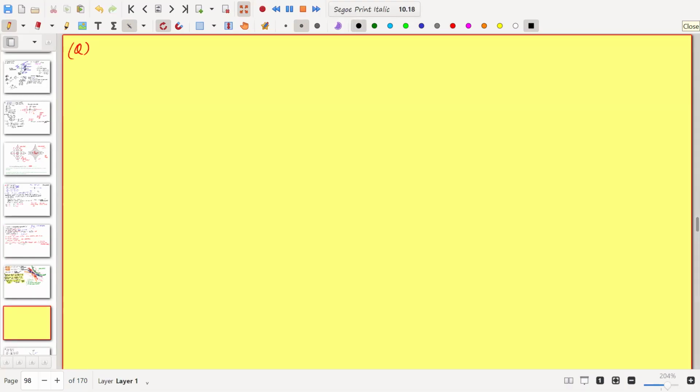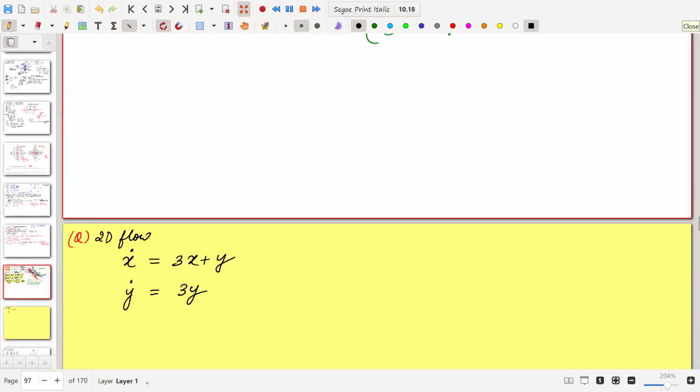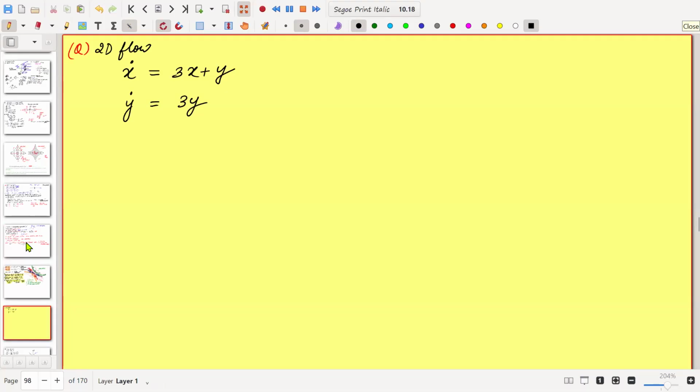Say you have a 2D flow. What does the 2D flow look like? The 2D flow is x dot is 3x plus y, and y dot is 3y. Suppose you have this flow here. Now my question to you is: draw the phase portrait.